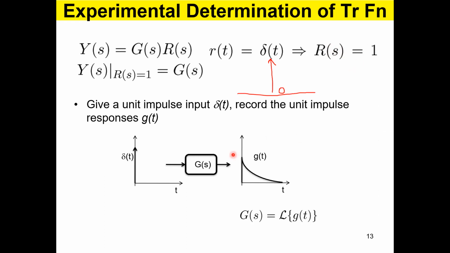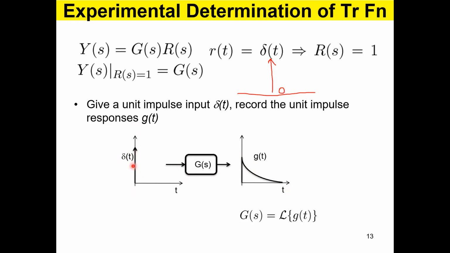So this is the situation we are in. We have the plant. We don't know what's inside. We don't have an equation or transfer function. What you do is you give an input, delta T, to the plant. When you input delta T, an impulse, to the plant, you get a response, right? If you observe using an oscilloscope or something, you can see the waveform, the response.